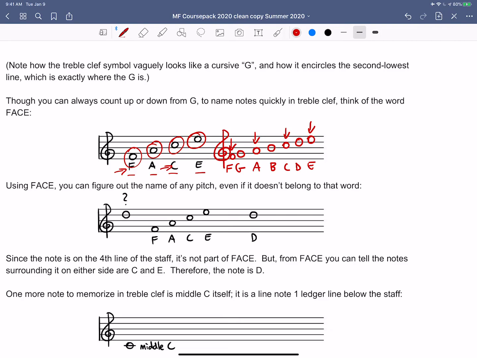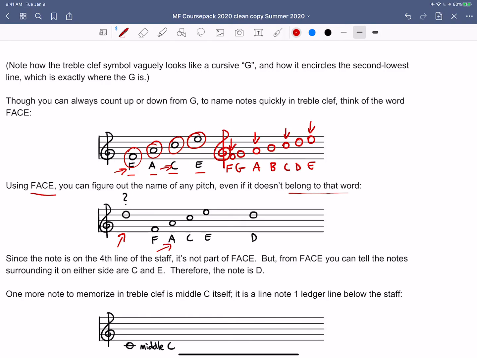So using these 4 highlights, the FACE notes, as we said, you can figure out the name of any pitch, even if it isn't one of those space notes, so even if it doesn't belong to the word. So let's take a look at this note here. Well, it's on a line. We didn't memorize the line notes, but wait a second. We can figure out which notes of FACE it's close to.